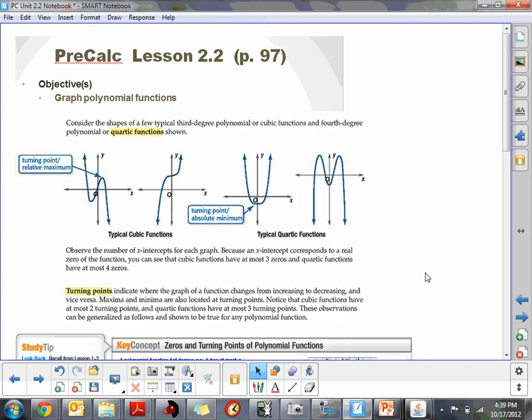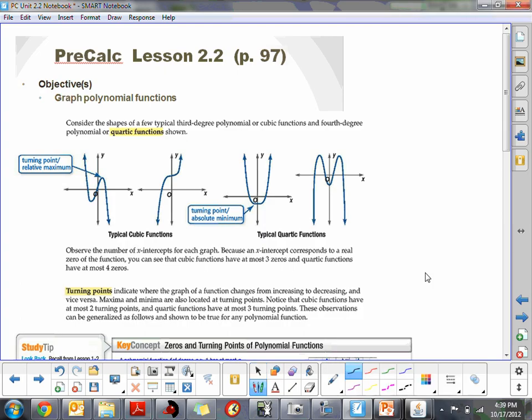This section in lesson 2.2 focuses in on the number of possible zeros a function has and the possible number of turning points a function can have. Zeros are the places where it crosses the x-axis. Turning points are a nice way of saying where does it have maximum and minimum points. Where does our curve go from increasing to decreasing, or vice versa.